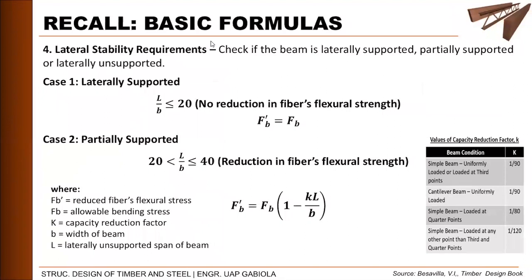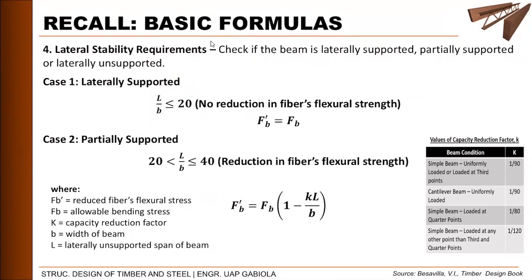So this is required to check whether our beam is stable enough to resist side sway movement. Okay, so we have three cases depending on the value of your L over B, or your length over your width B. If it's less than 20, it means that our beam is laterally supported, so we don't need any reduction of flexural strength, or we can use the beam as is. Okay, so our flexural capacity from the first equation is already satisfied.